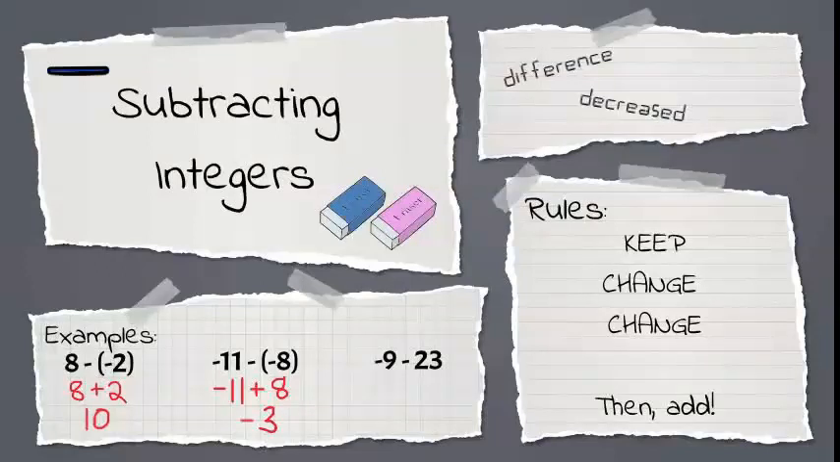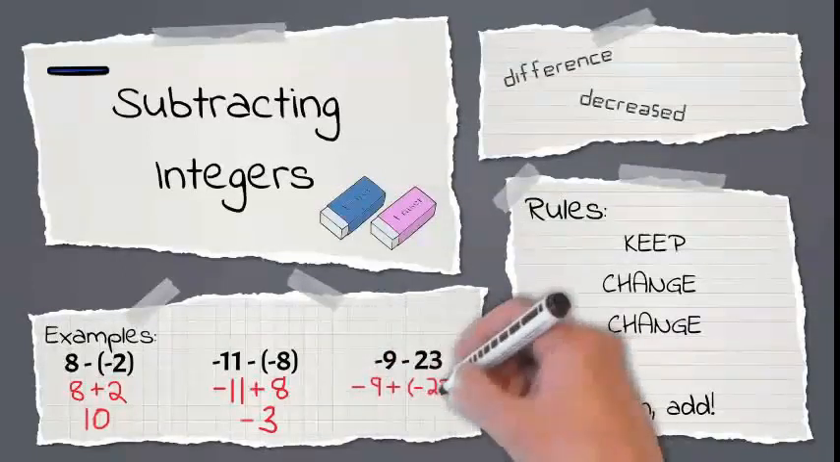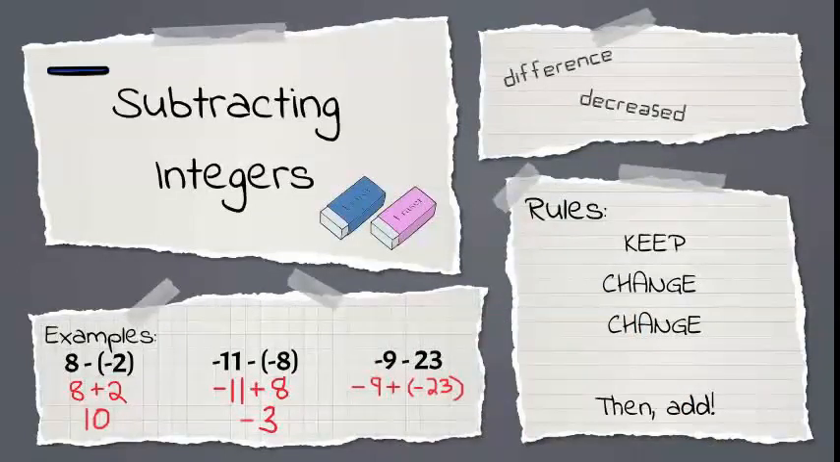Last, we have negative 9 minus 23. Keep the negative 9, change the subtraction to addition, and change the 23 to negative 23. Same sign, so we add the numbers and get 32. And keep the sign, so our answer is negative.